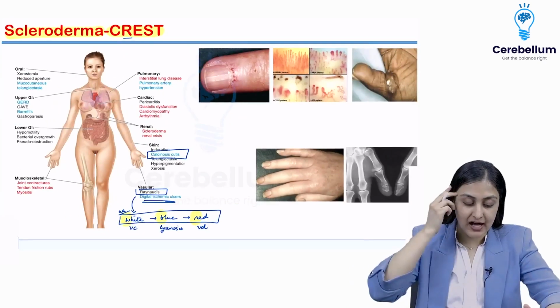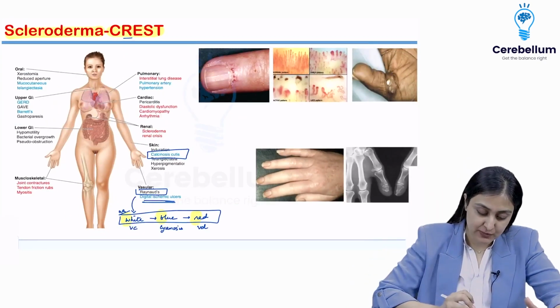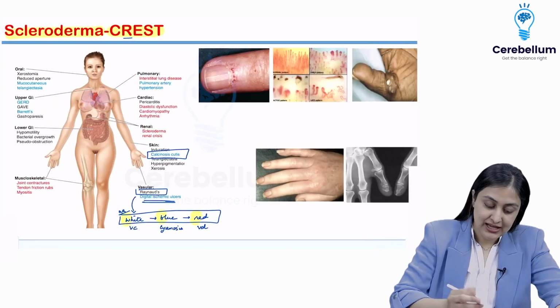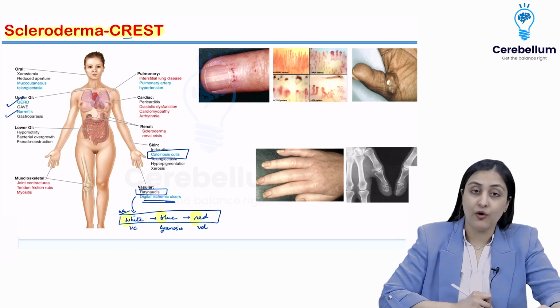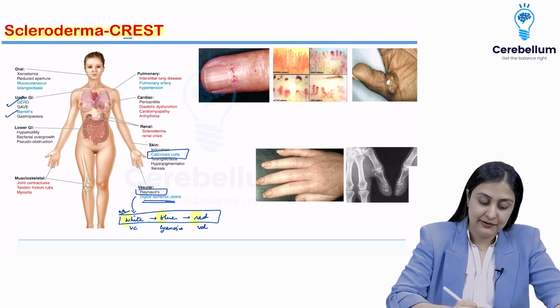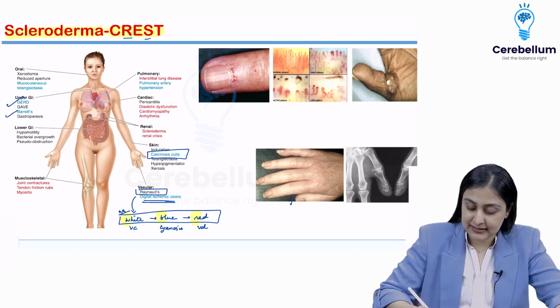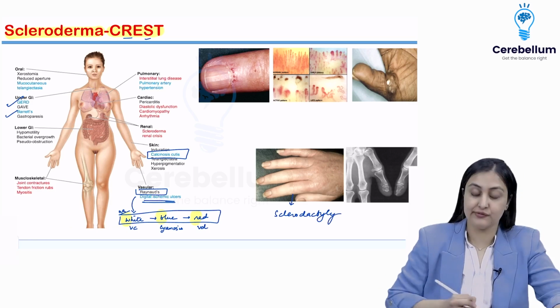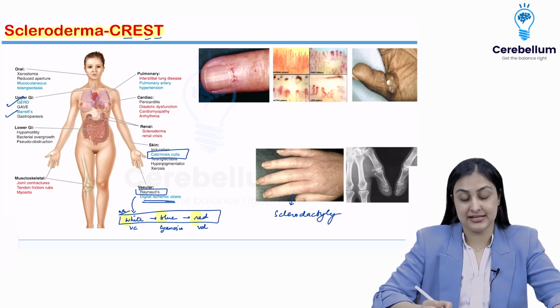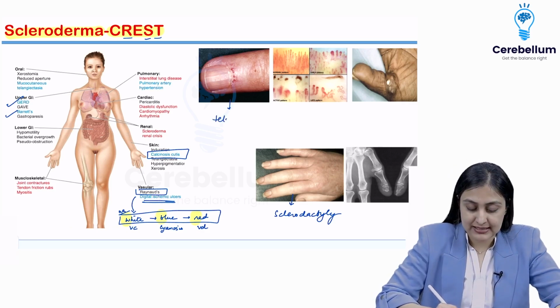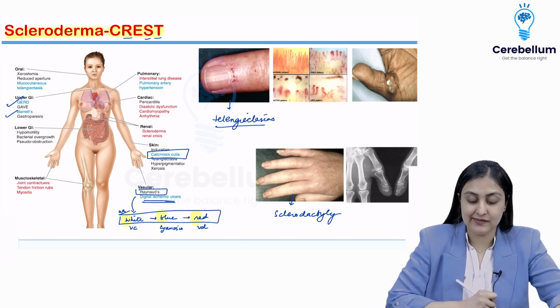So C and R. E is esophageal dysmotility. So let's see GI. You have esophageal dysmotility that can give rise to GERD or Barrett's esophagus. And from S you have sclerodactyly. So this is an image that is showing sclerodactyly, that is sclerosis of the fingers. They become sausage-like. And T for telangiectasias. So this is what you are seeing as the nail bed telangiectasias. Alright, so this is again very, very important.